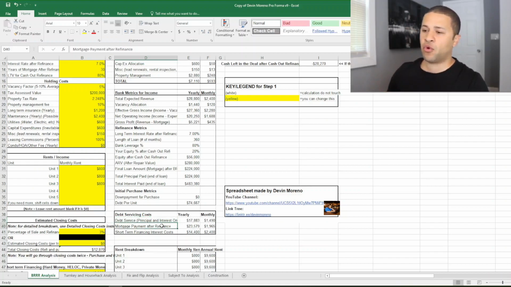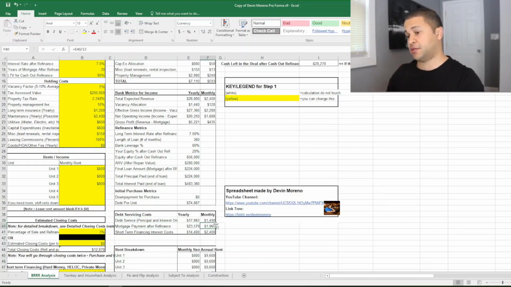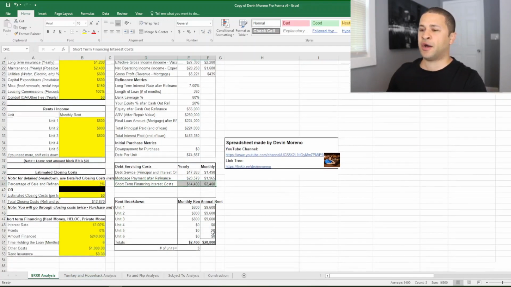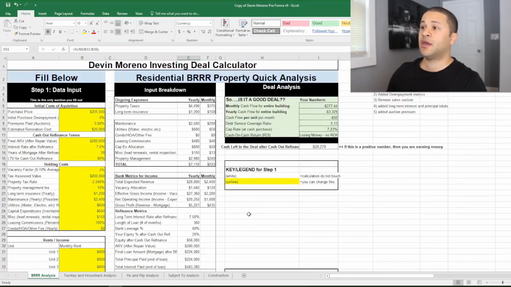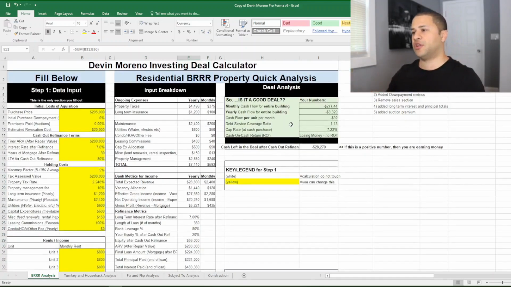All right, and then your mortgage payment. That is all of it, including now your property taxes and such, and then your short-term refinancing costs. And this is just a rental breakdown showing how much you're making from all the units and such. And then you finally get into, is it a good deal?